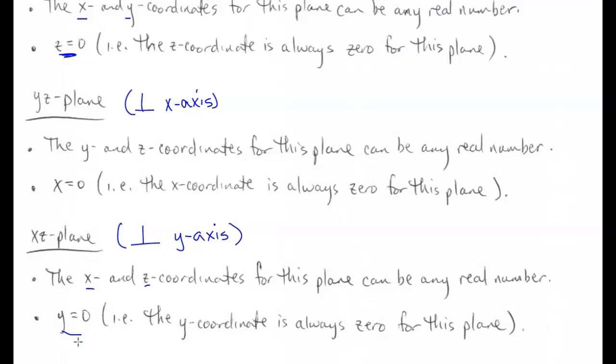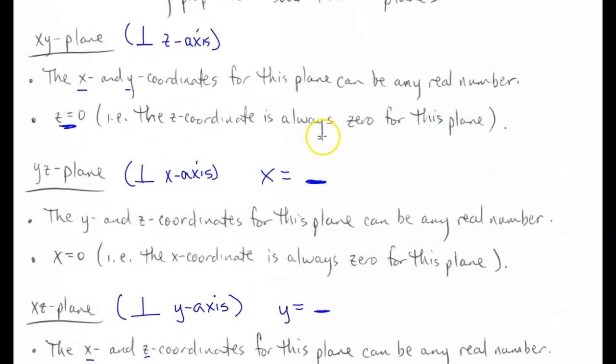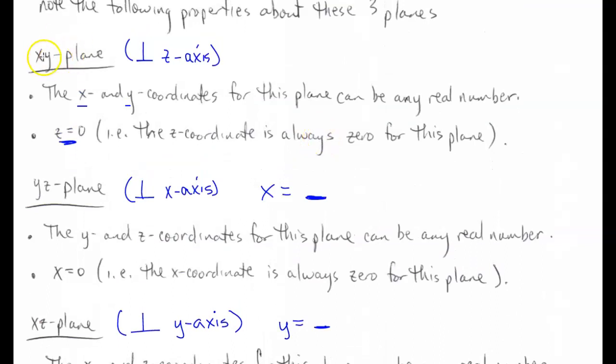And again, if we describe any plane that is going to be parallel to any of these planes, we would have to describe them in terms of, for the XZ plane, it'll have to be Y is equal to whatever number that's there. For the YZ plane, it'll have to be X is equal to whatever number would work. And for the XY plane, it would have to be Z is equal to whatever number that works.